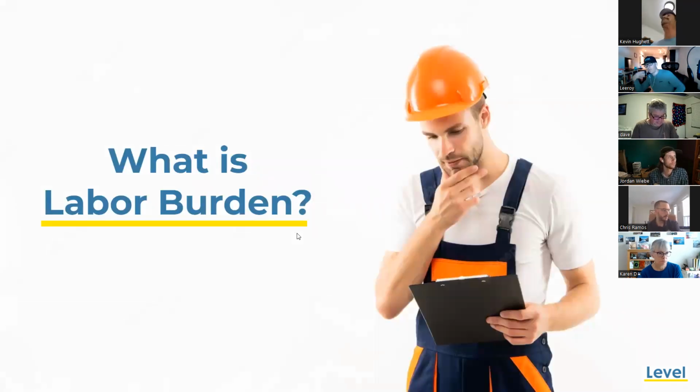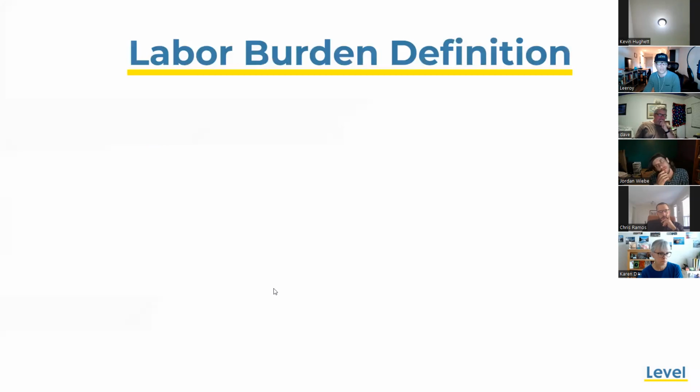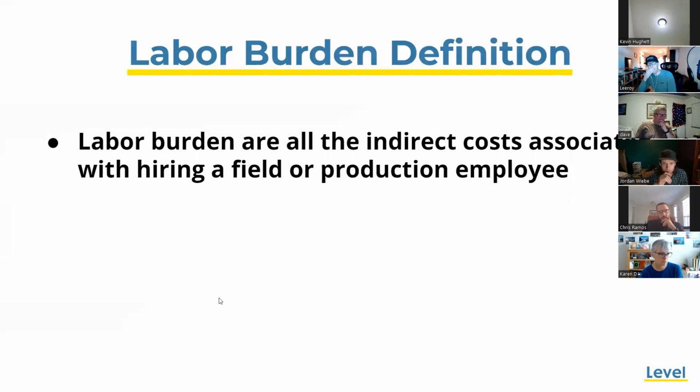So with those in mind, knowing now what your direct costs and your overhead are, if you have a clear understanding of those definitions, and knowing that overhead is made up of your indirect costs as well as your other overhead, you have the foundation for asking, okay, what is labor burden? So when we look at the definition of labor burden, it's effectively trying to calculate all those indirect job costs associated with hiring a field or production employee. Effectively, what are the expenses I need to incur outside of gross wages?